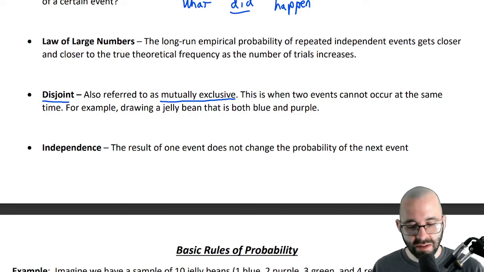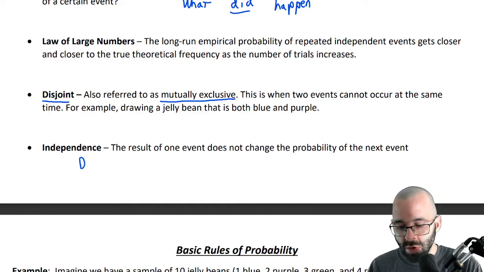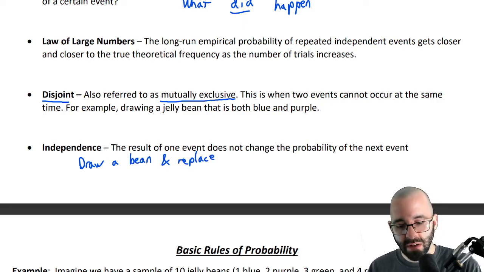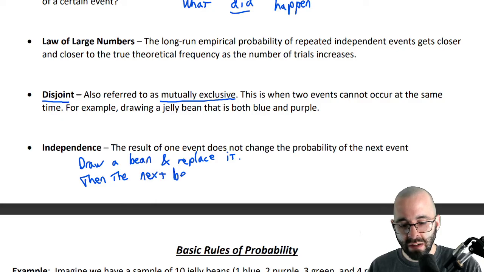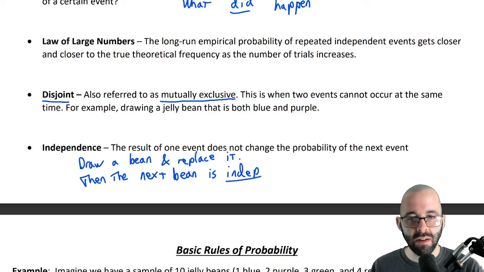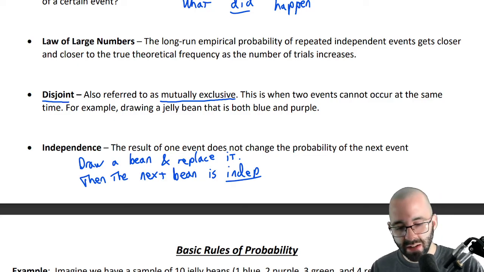And the last thing is independence. The result of one event does not change the probability of the next event. Okay, so for example, if we draw a jelly bean and replace it after, then the next bean, and shuffle it, is independent. It's independent of the first one because we replaced it.